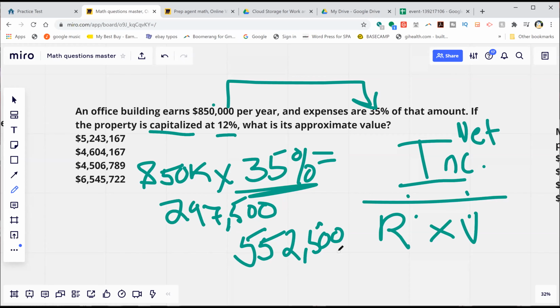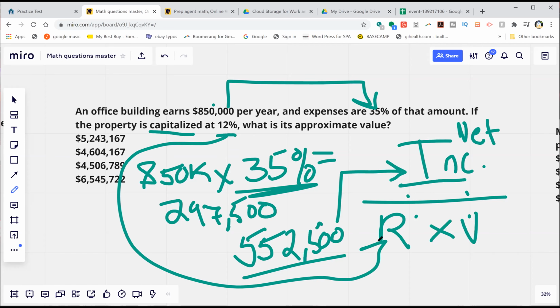If they give you expenses, then you have to subtract the expenses out, okay? Because income is always going to be net income, and net is basically your gross subtracting the expenses. So here's what you do then. You take the 552,500, that is your income, and you divide that by the cap rate, because now you can plug that into IRV.